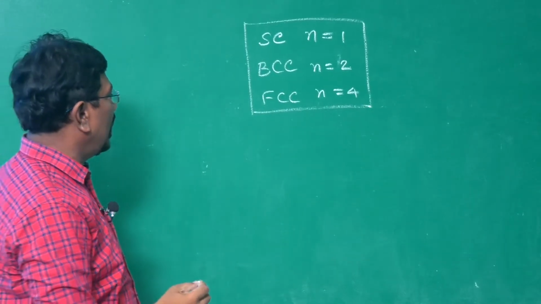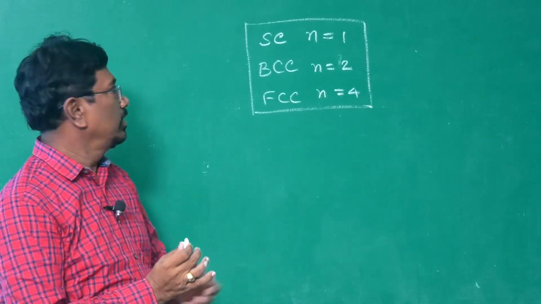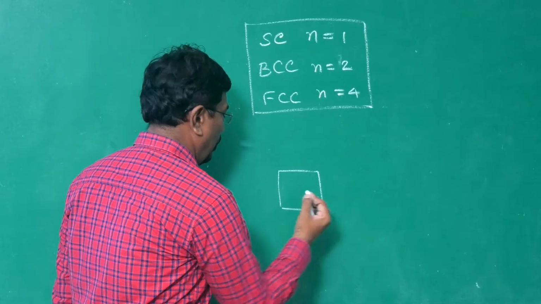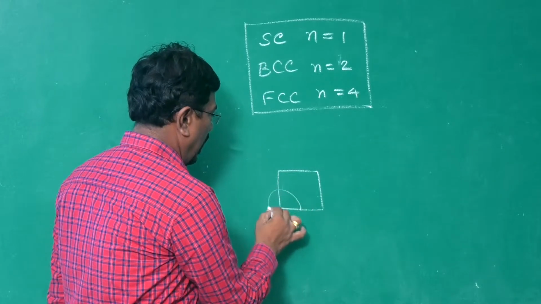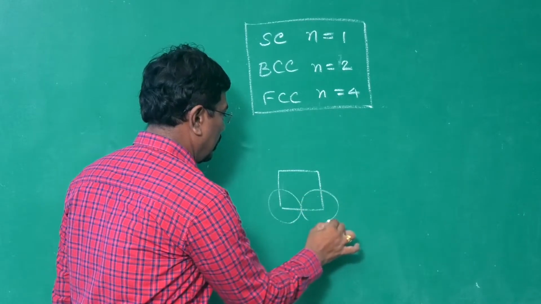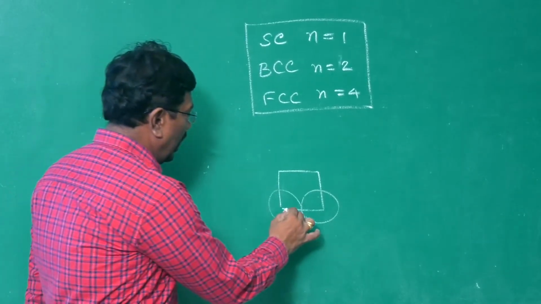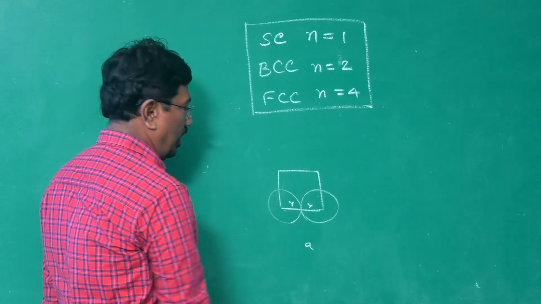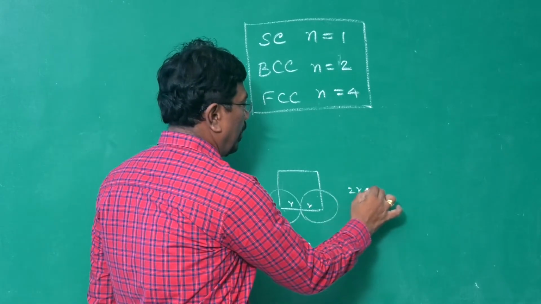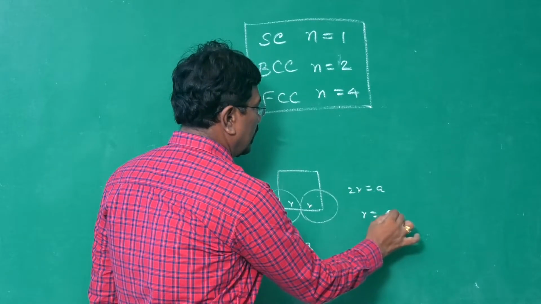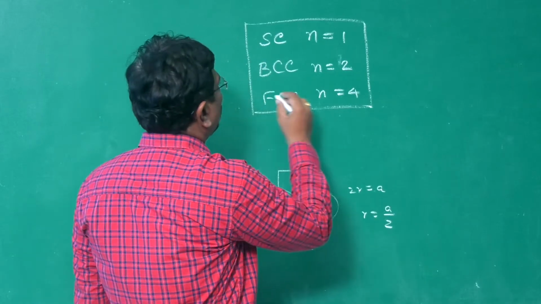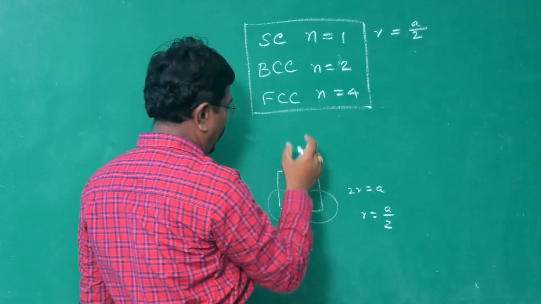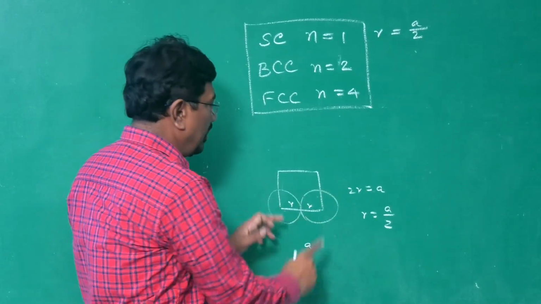If we go in for the radius of an atom in simple cubic, let me take a particular face alone. One atom will be like this, another atom will be touching like this. So the total edge length is a, and the diameter is 2r. So 2r is equal to a. Naturally, r is equal to a by 2. In the case of simple cubic, r is equal to a by 2. Radius of an atom is equal to edge length divided by 2.